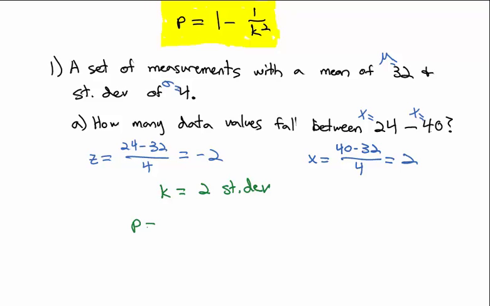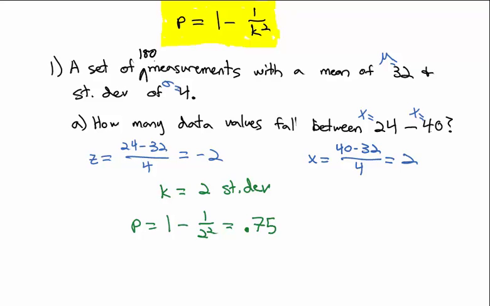We want to be within 2 standard deviations of the mean. So the proportion is 1 minus 1 over 2 squared. And if I do that on my calculator, 1 minus 1 over 2 squared is 0.75. That is the proportion. 3/4 basically of the data is between 24 and 40. At least, possibly more. I didn't tell you how many data values there are. Let's say there's 180 measurements. Can we squeeze the number 180 in there?